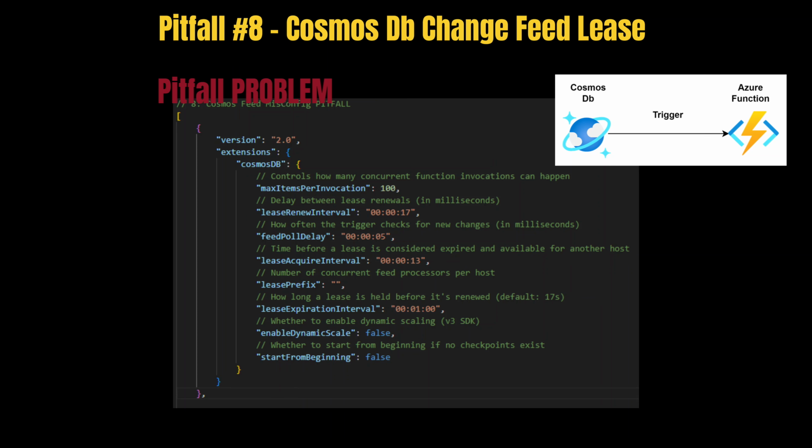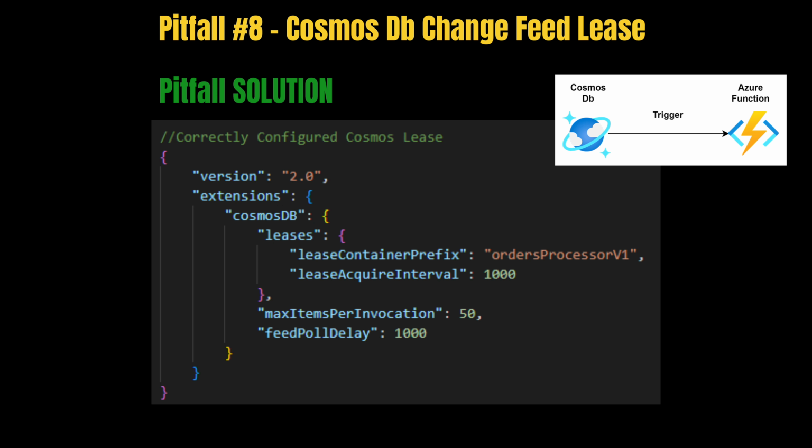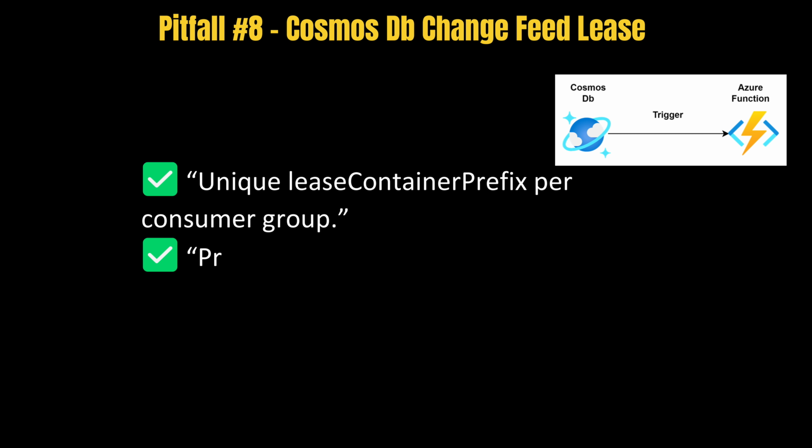What is the fix? Unique lease prefix plus proper RU scaling. So this is the host.json where you configure everything so that there is only one lease named lease. Use a unique lease container prefix for each consumer group. That ensures each processor has its own isolated leases, avoiding collisions. Even with correct leases, insufficient RUs cause throttling. Scale throughput to match your change feed workload. Combine this with a unique lease prefix and your duplicates and misses disappear.